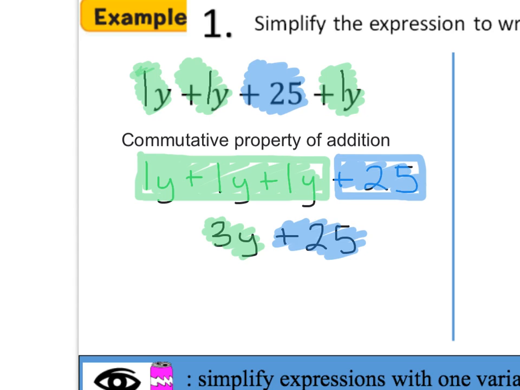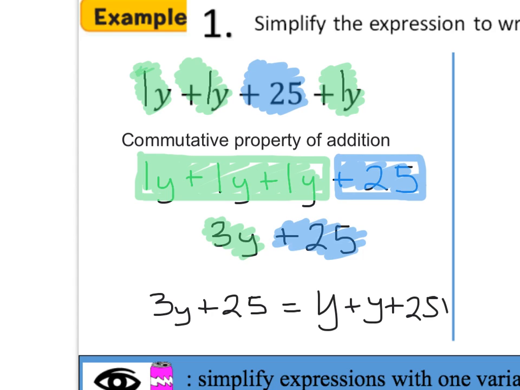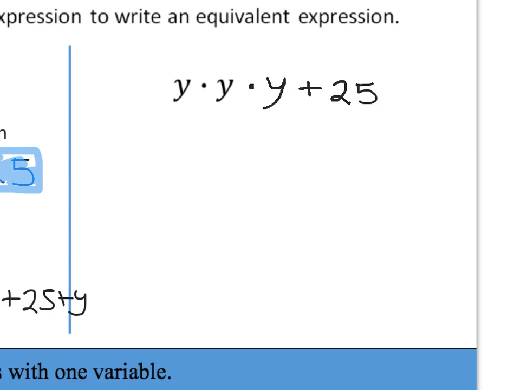Please know that 3y plus 25 is equal to y plus 25 plus y. They're the same thing, they just look different. These are two equivalent expressions. So now let's take a look at the problem on the right.